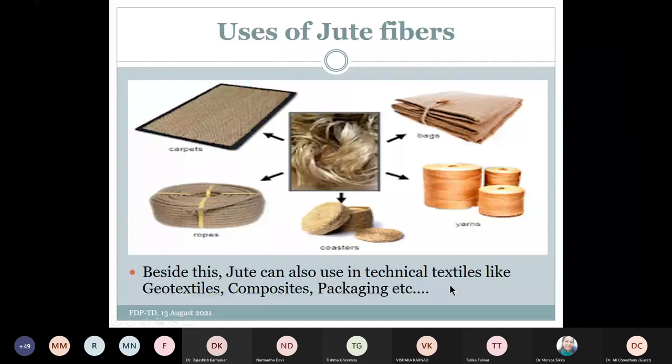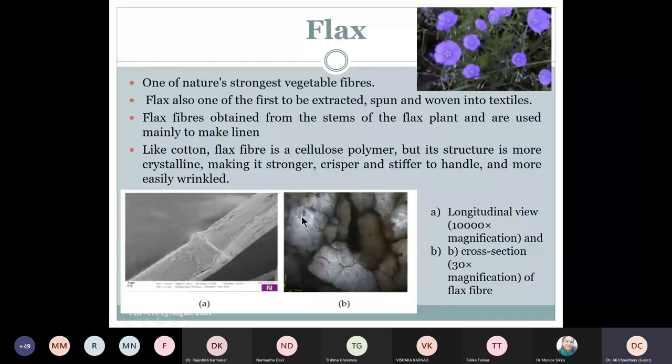So the next fiber is flax, one of nature's strongest vegetable fibers, stronger than jute and also than cotton. Flax is also one of the first fibers to be extracted, spun, and woven into textiles. Flax fiber is obtained from the stems of the flax plant. On the basis of the name of the plant, the fiber is also called flax, and it is used mainly to make linen. Now linen shirts and linen tops have become hot products, and this is basically linen.